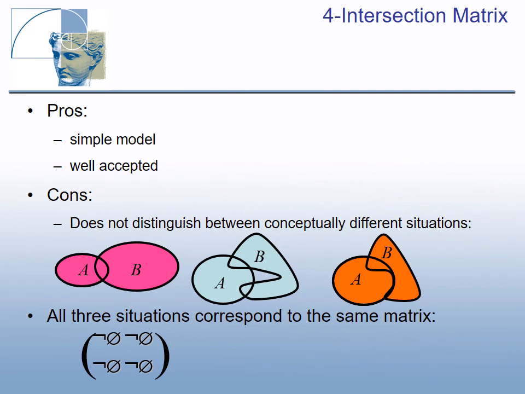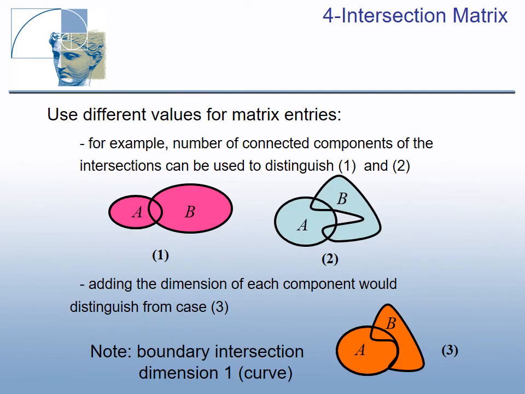There are pros and cons for this representation method. It's simple and well-accepted method, but it does not distinguish between conceptually different situations, which are shown on this slide. All these three situations correspond to the same matrix. For resolving such above-mentioned situation, we can use different values for matrix entries. For example, number of connected components of the intersections can be used to distinguish first and second situations. Adding the dimension of each component would distinguish from third case.